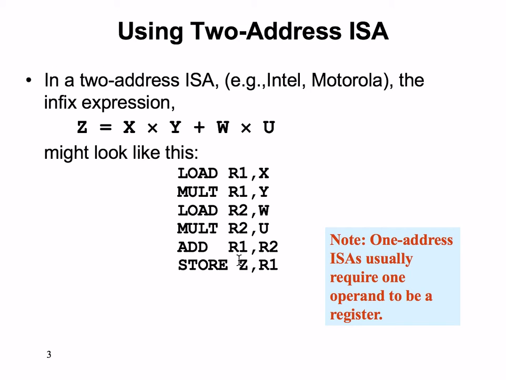So we can see that this one with the two address ISA has more instructions compared with the three address ISA as we saw before. We can also note that a two address ISA usually requires one operand to be a register. That's the implicit understanding. We will see an example soon.